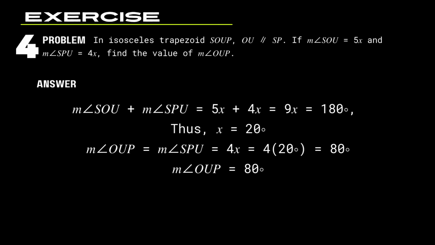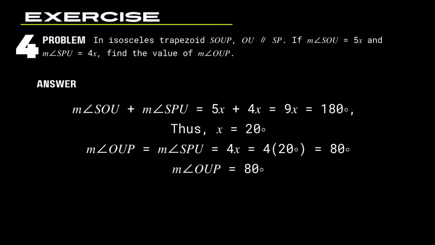That is by its second theorem, which means the measurement of angle SOU plus the measurement of angle SPU will be equal to 5x plus 4x, which if we simplify will be equal to 9x. That is equal to 180 degrees. Thus, if we divide those by 2, x will be equal to 20 degrees.